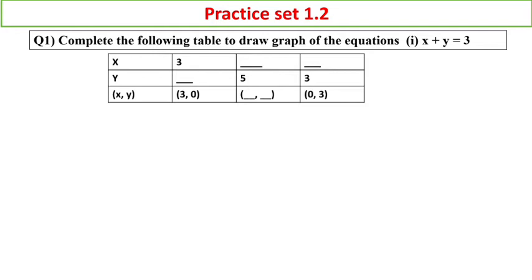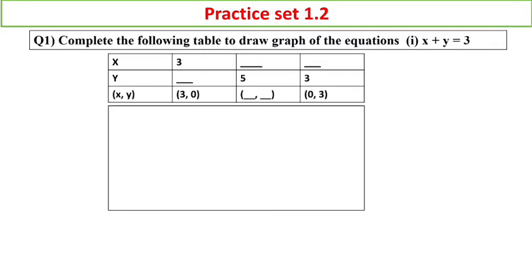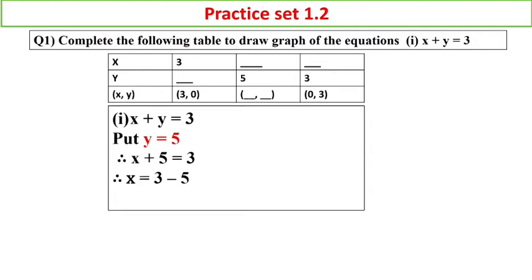The second one: the x value is blank and the y value is given as 5, and we have to find the (x, y) value. So here we need to solve the equation. The equation is x plus y equal to 3. The y value is given as 5, so we substitute y equal to 5. x plus 5 equal to 3. Plus 5 goes to the right side and becomes minus 5. So x equal to 3 minus 5, which is minus 2. Here we put x value minus 2, and y value is 5. So the (x, y) value is (minus 2, 5).